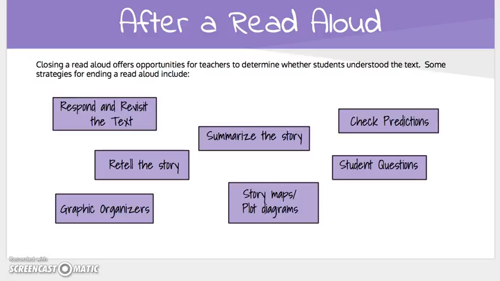You could use graphic organizers. Students could fill out a chart or some other graphic organizer, or you could have students fill out a story map or plot diagram about the story. And those are some of the ways you could close a read aloud. There are others as well.